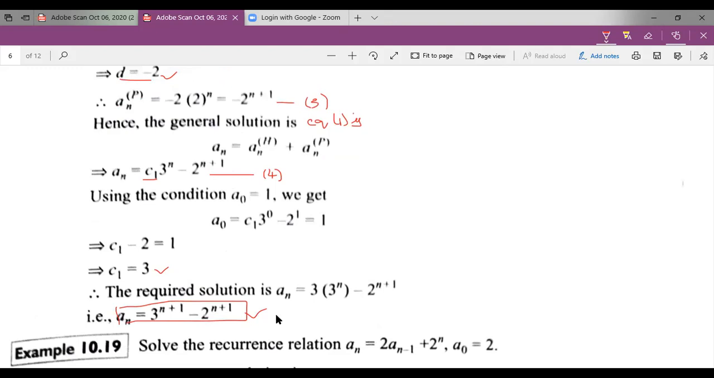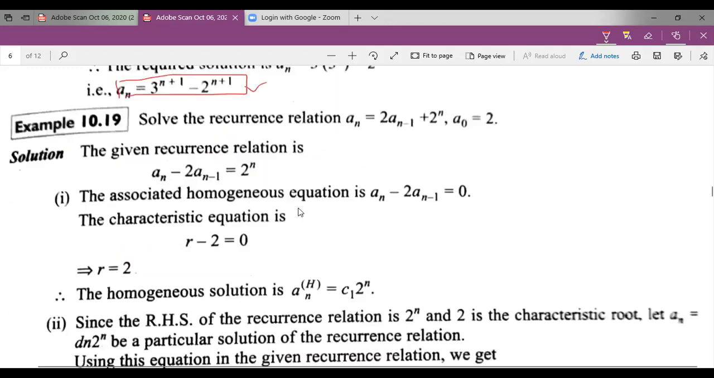Okay. So next problem, solve the recurrence relation a_n is equal to 2a_{n-1} plus 2^n, a_0 is equal to 2. So the given recurrence relation is a_n minus 2a_{n-1} is equal to 2^n. Let it be equation 1 and the given initial condition is a_0 is equal to 2. First we find the homogeneous solution for equation 1. So the homogeneous equation is a_n minus 2a_{n-1} is equal to 0.